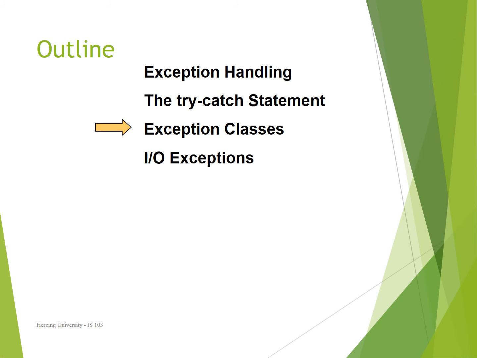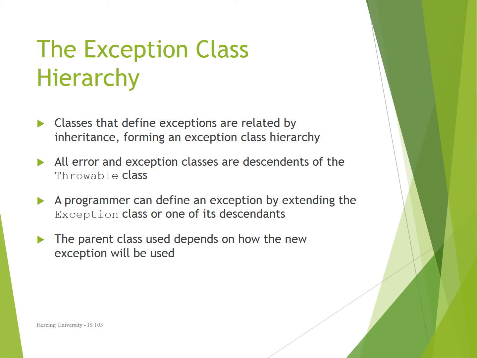Next, let's discuss exception classes. The exception class hierarchy. Classes that define exceptions are related by inheritance, forming an exception class hierarchy. All error and exception classes are descendants of the Throwable class. A programmer can define an exception by extending the Exception class or one of its descendants. The parent class used depends on how the new exception will be used.